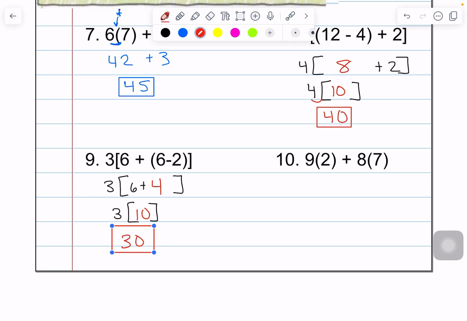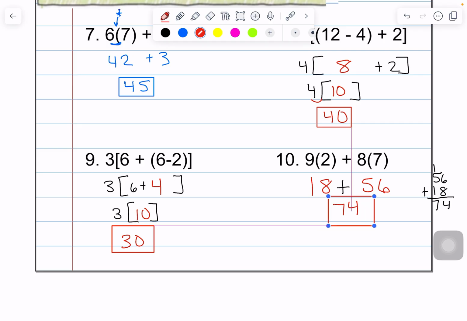In number 10, we have both multiplication and addition. Remember that multiplication is more powerful, so therefore I am going to do the multiplication first. It is okay to multiply both at the same time, and then just bring down the plus sign between them. So I'm multiplying our 9 times 2 and 8 times 7. Now I'm going to add 56 and 18 together, and I came up with an answer of 74. Questions so far? Okay.